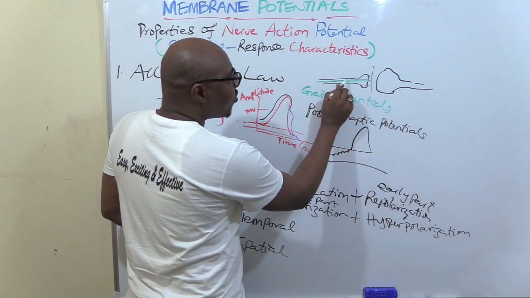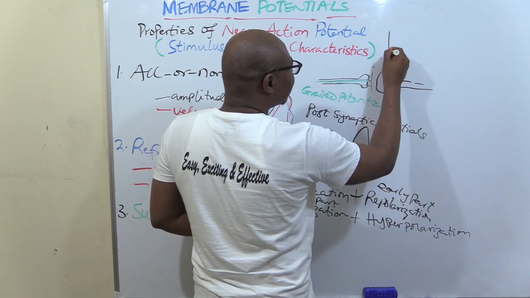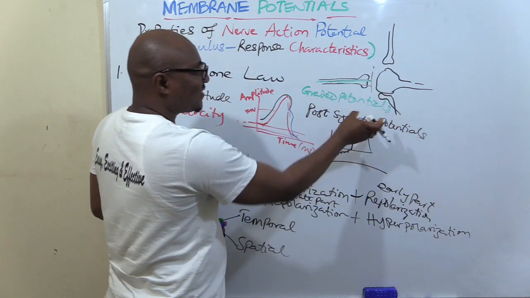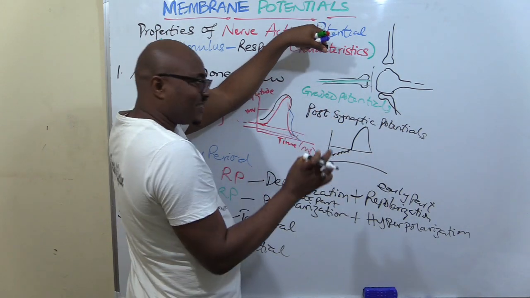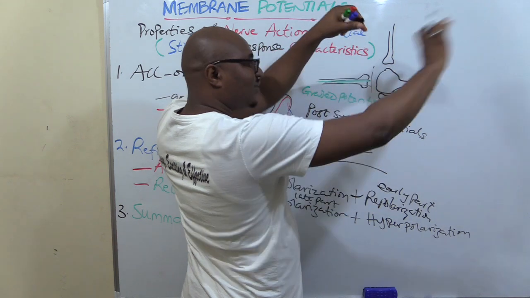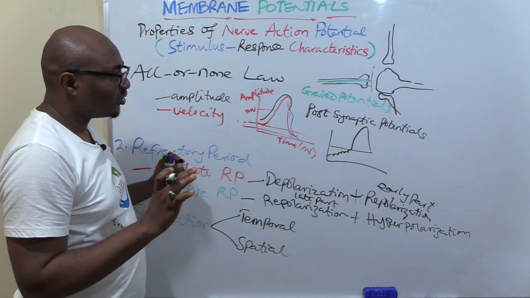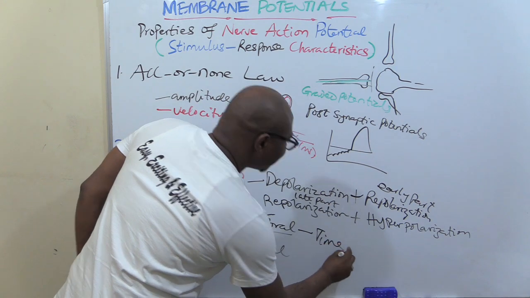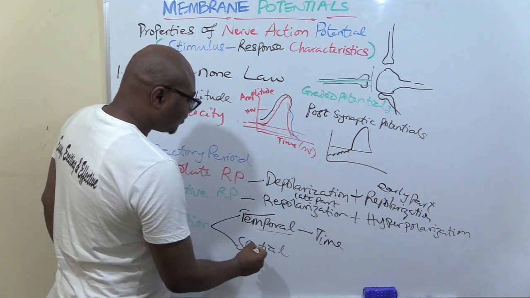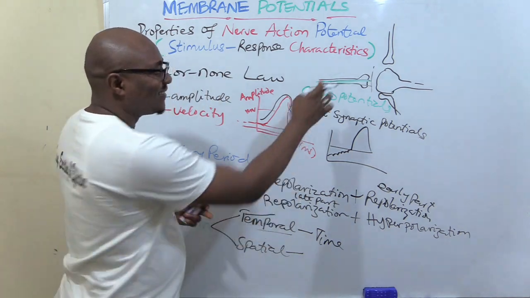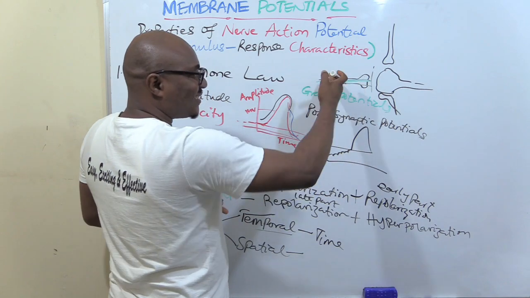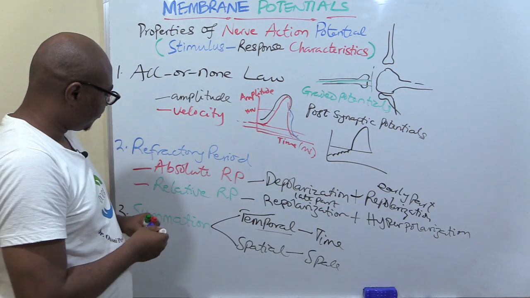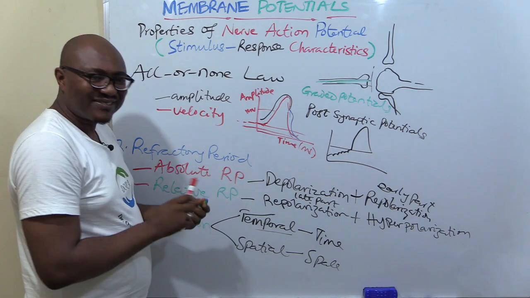So in spatial summation, you have one nerve like this giving its own, you have another one here touching this one. So it is different nerves giving their own graded potential that will sum up to make an action potential. Do you understand? So temporal, T, they are separated by time, has to do with frequency from one nerve. Spatial, they are separated by space. Separated by time, separated by space. Summation.